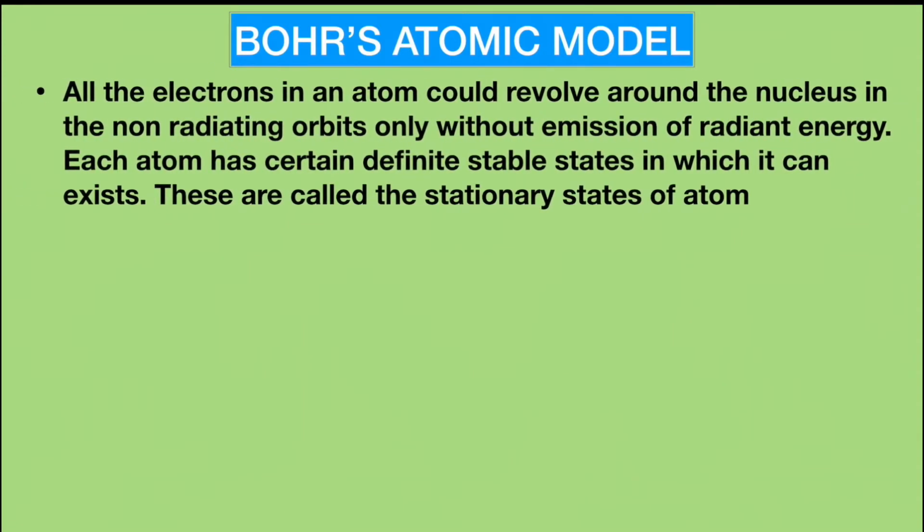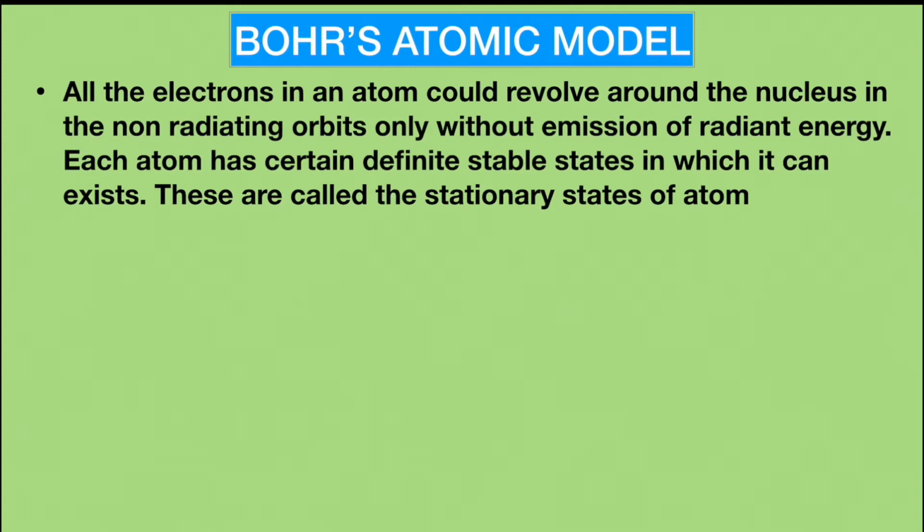According to Bohr, the electrons in an atom could revolve around the nucleus in the non-radiating orbits only. It means these are the orbits in which if electron is revolving, it will not radiate any kind of radiation. So the question of spiral motion and finally to fall into the nucleus is answered by Bohr in this first postulate. So these orbits are called stationary orbits, and if electrons are present in these stationary orbits, these are called stationary states of the atom.